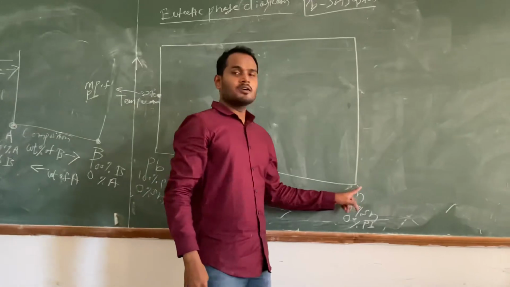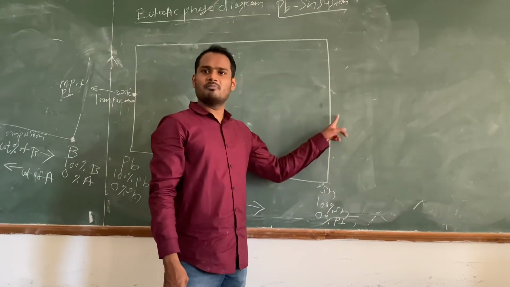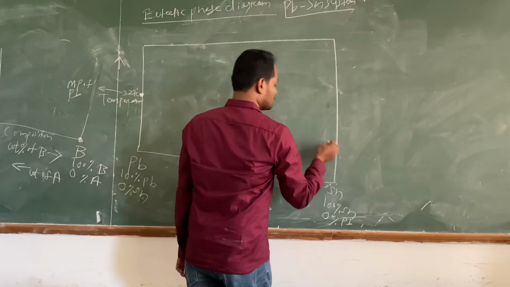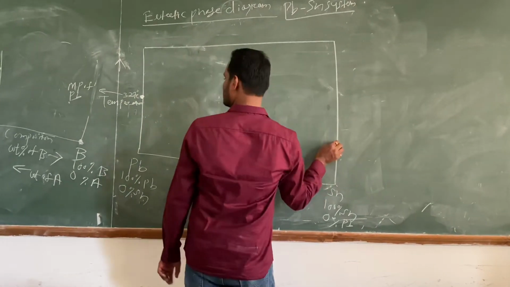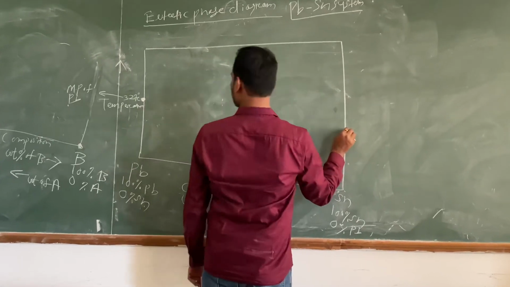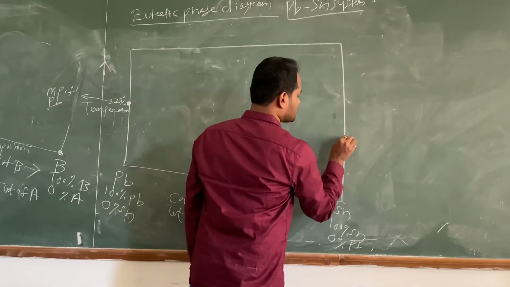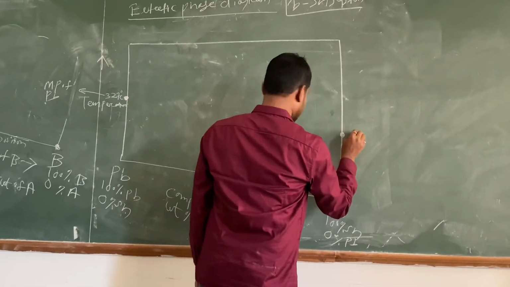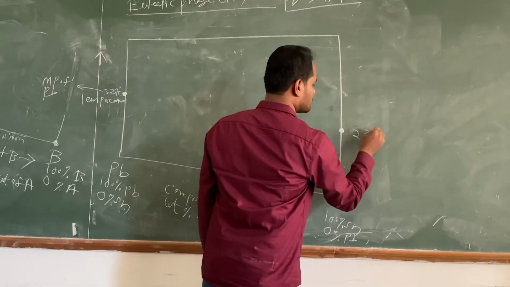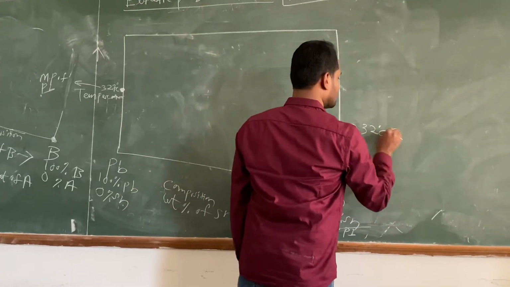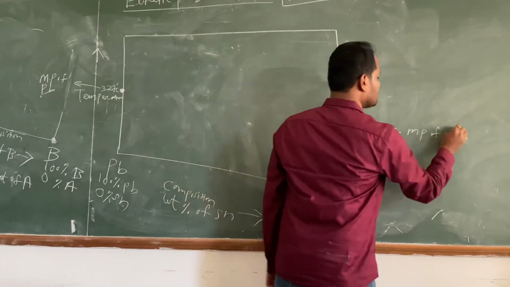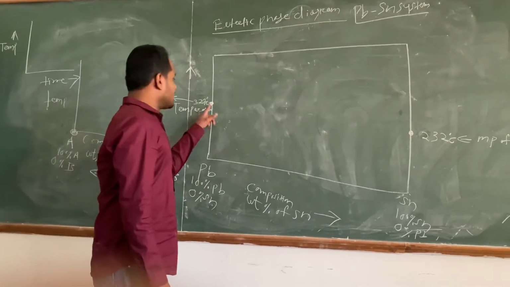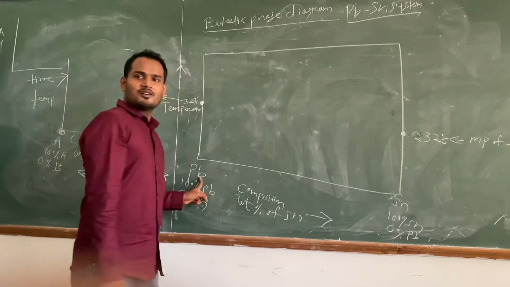Similarly, I will have tin here, it is 100% tin. I have a melting point of tin. So how much is it? 232. Yeah, 232. This is the melting point of tin. Both extremities are fine. But when I add tin into the lead, the melting point will change.